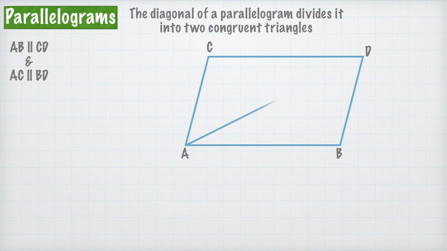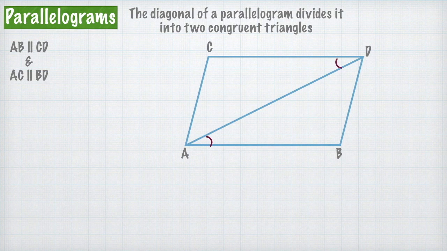So my job is to prove that the two triangles that are created when a diagonal is drawn across a parallelogram are going to be congruent to each other. So let's get started. First piece of information given to me already, because the problem statement said a parallelogram. That means line AB is parallel to line CD and line AC is parallel to line BD.